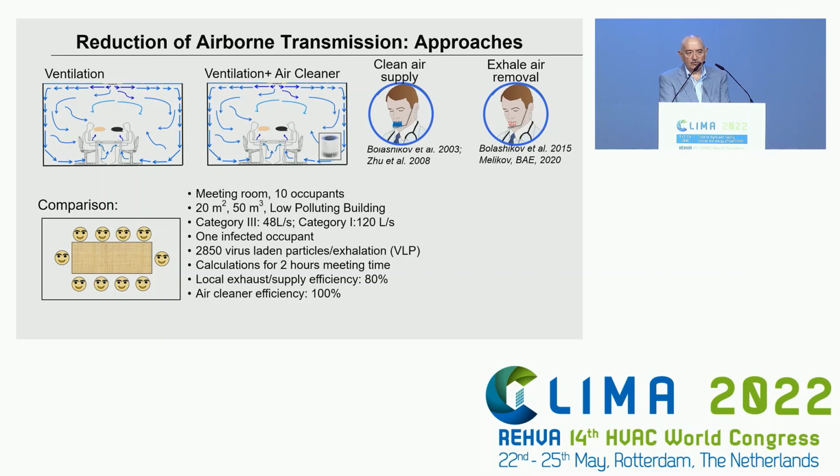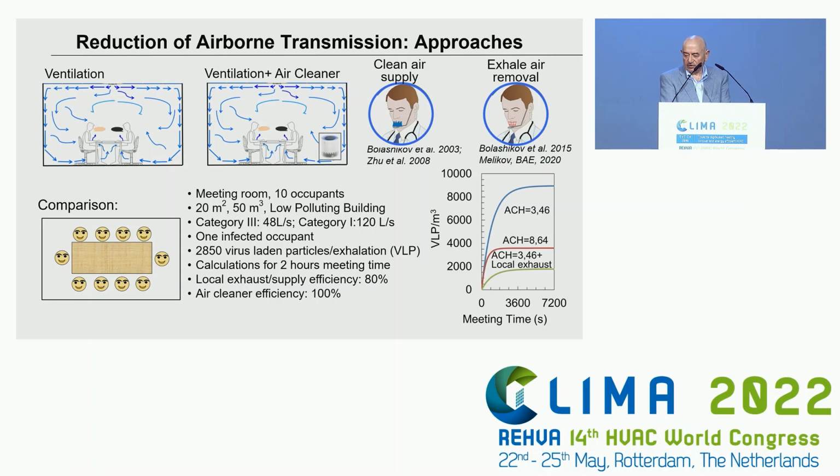The infected occupant generates about 2,350 virus-laden particles per exhalation. We assume that the air cleaner is 100% efficient. That's not the case in practice, but for this calculation we have assumed this. And the local headset devices are 80% efficient. And so this is how the concentration of virus-laden particles developed in time in the room. They increase, and of course the highest level is with the lowest ventilation, and the lowest level, as we'll come to see, is with one of these devices.